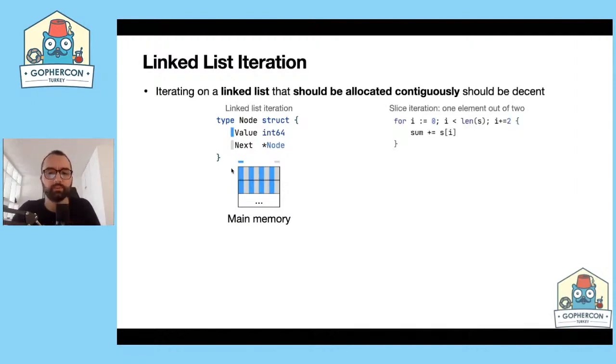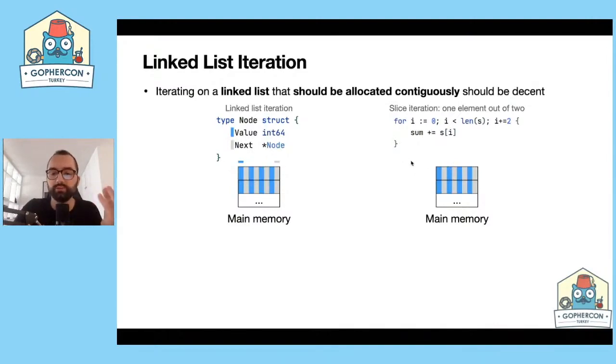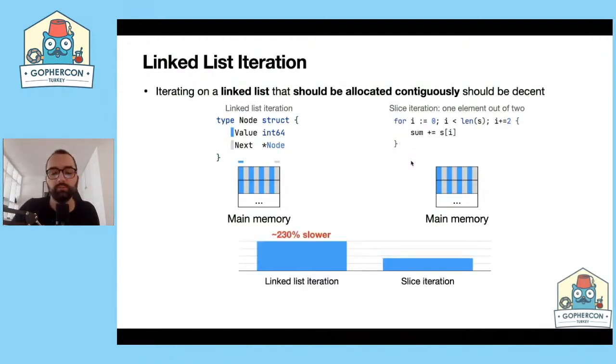And on the right-hand side, we are going to do something kind of similar. Basically, I will iterate over only one element out of two. So in main memory, what we have in blue is what we are interested in, and in gray, what we are not interested in. So what happens if we run a benchmark between iterating on a linked list and iterating on a slice with only one element out of two? Actually, the linked list iteration is more than 200% slower, so painfully slow.